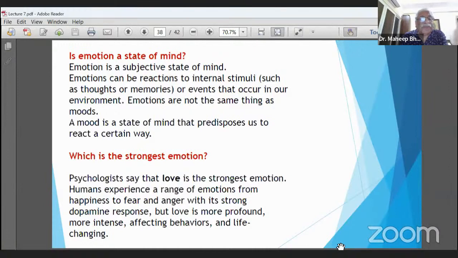What is the strongest emotion? The strongest emotion, according to psychologists, is love. Humans experience a range of emotions from happiness to fear and anger, which is a strong dopamine response. Actually, it is considered that the dopamine hormone, basically a neurotransmitter produced in our brain, is responsible for the responses which are produced, like happiness or anger or love or any other type of expression by you.